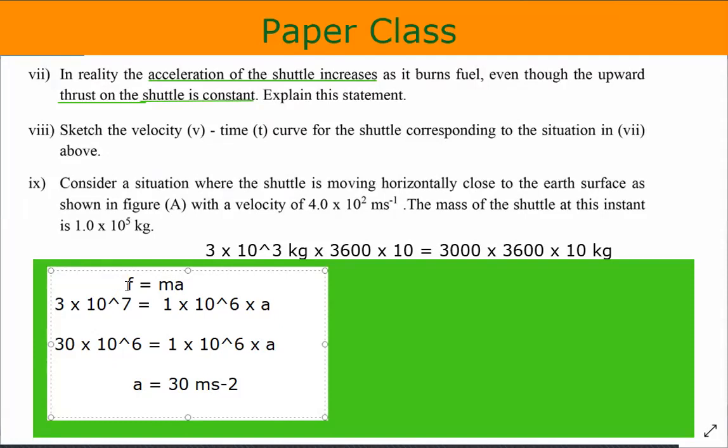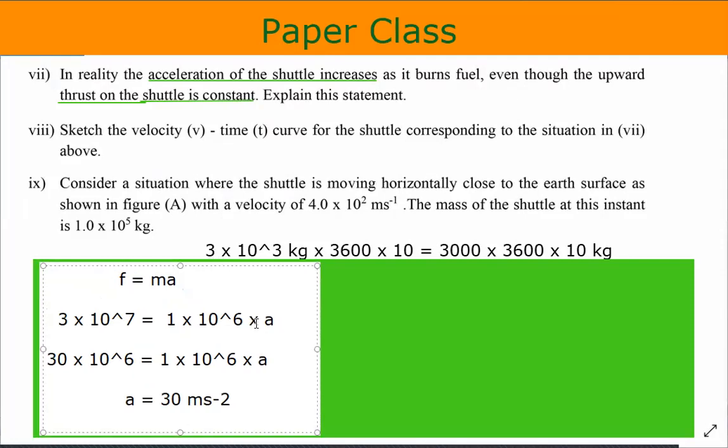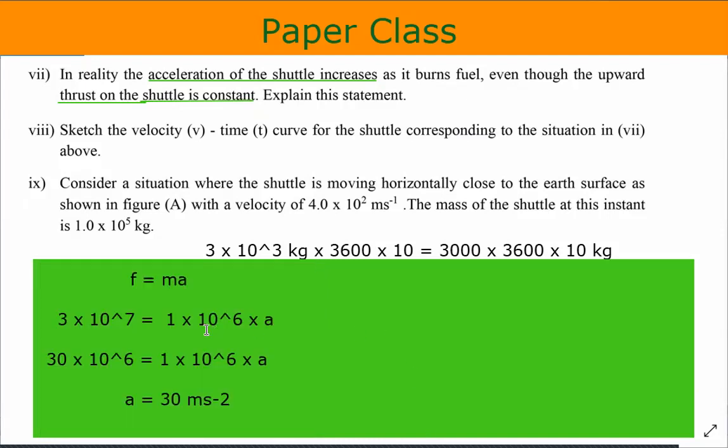So what is the situation? I am considering a situation: the rocket is far away from the Earth, right? Now the mass of the rocket is 1 into 10 to the power 6. So I just apply F equals ma. The only force acting on the rocket is the force generated by its engine. So now it is 30 meters per second squared. It's a large acceleration. And we wait for some more time.